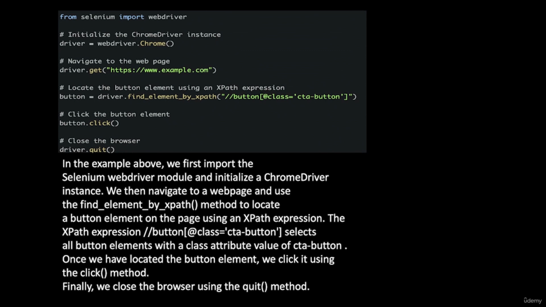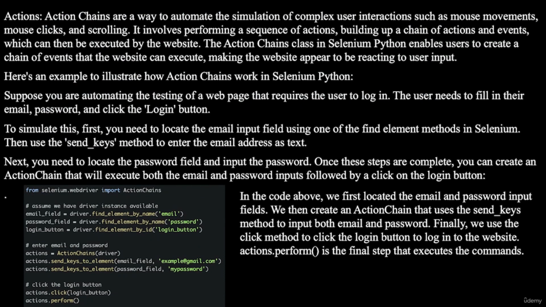So after XPath, let's look at action chains. Action chains are a way to automate the simulation of complex user interactions such as mouse movements, clicks, and scrolling. It involves performing a sequence of actions, building up a chain of actions and events which can then be executed by the website. So the action chains class in Selenium Python enables users to create a chain of events that the website can execute.